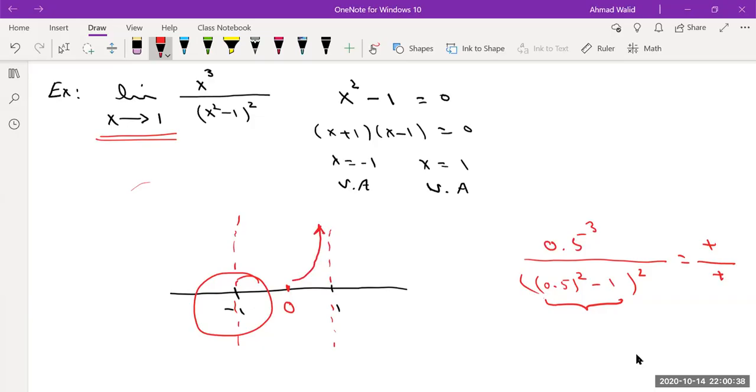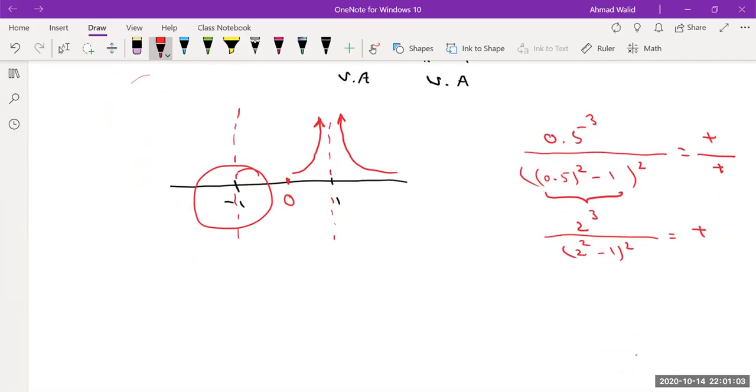Also, if I plug in a number, for example 2, it will be 2 cubed over (2 squared minus 1) all squared. Again, you see I'll end up with a positive sign. That means my function goes to positive infinity. Now, does the limit exist here? Yes. How much is the limit?